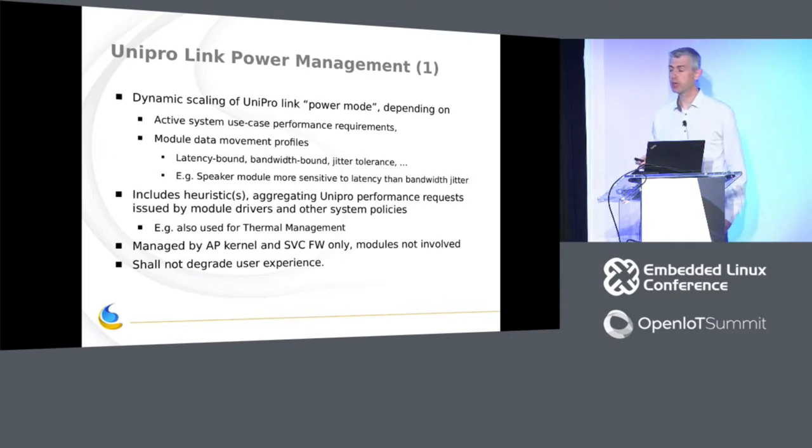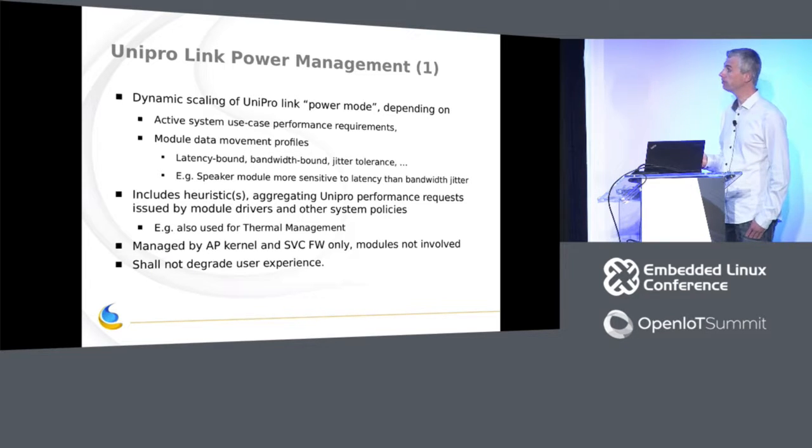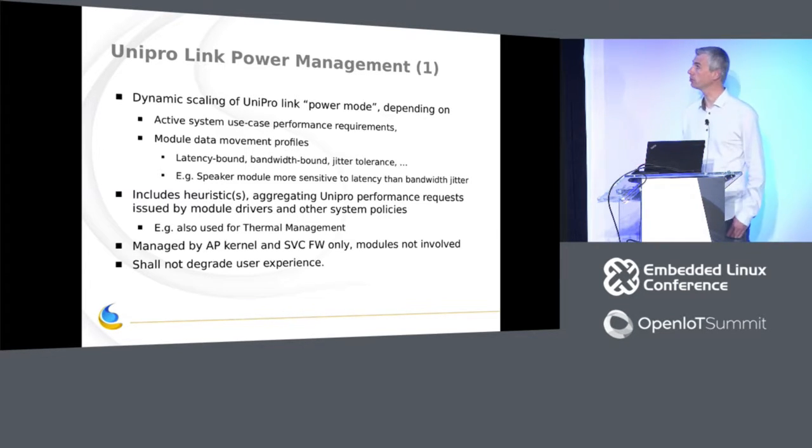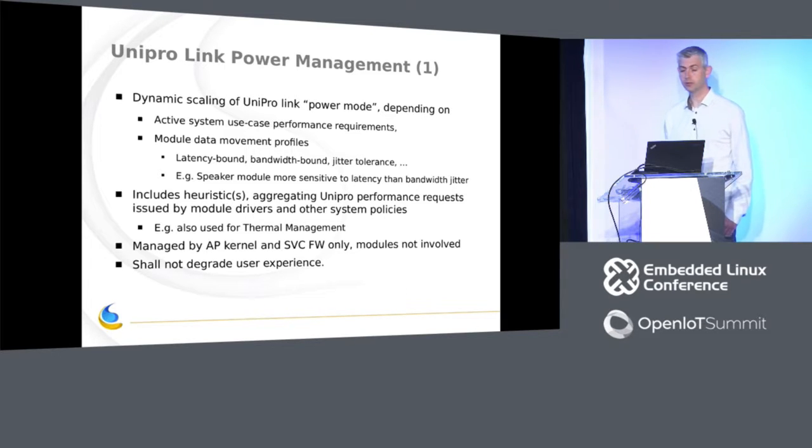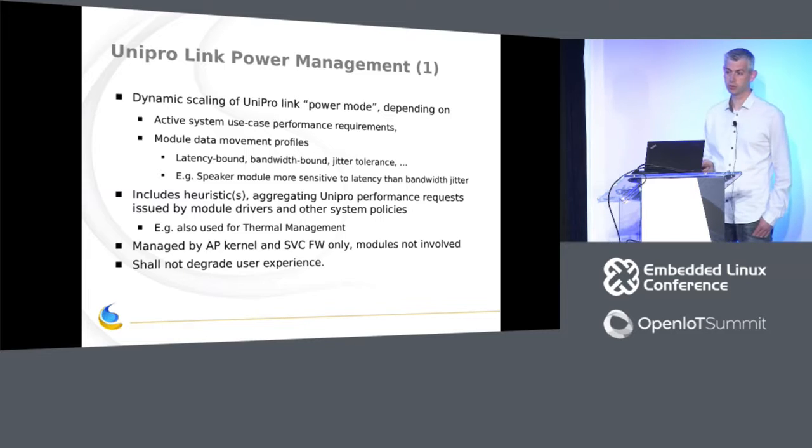So this is managed by software on the application processor, and a part of it is implemented by the SVC, because the SVC is in charge of the network maintenance, including the setting of the speed. The modules are not at all involved, and we don't want a module to self-set its speed, mainly for safety reasons. The final goal being that we don't degrade the user experience and we optimize the power.